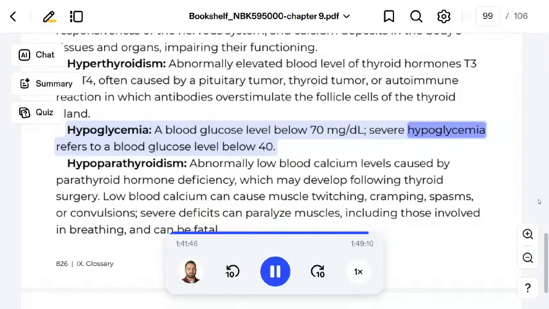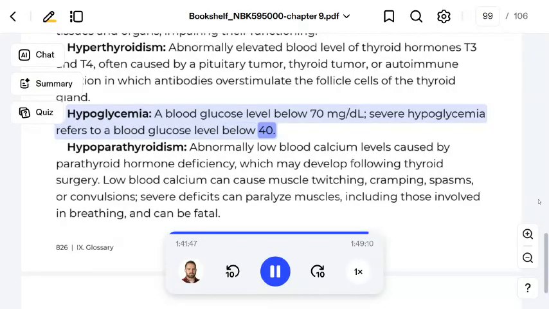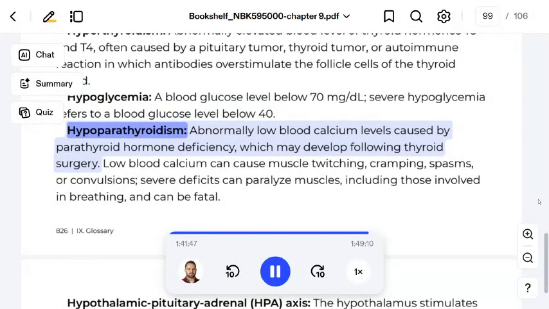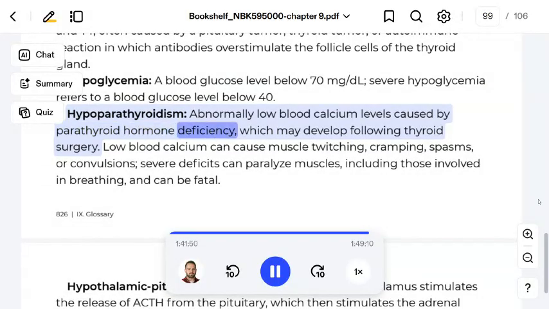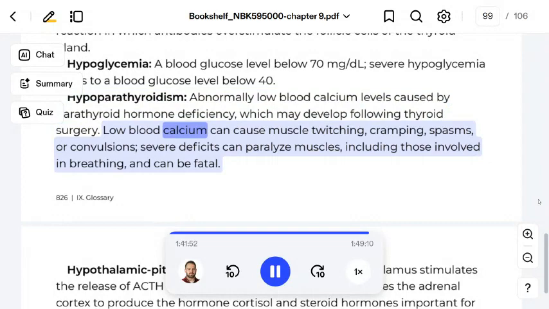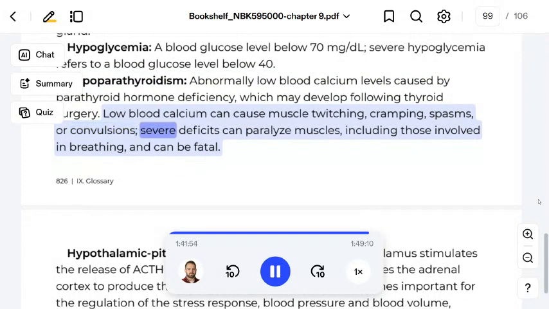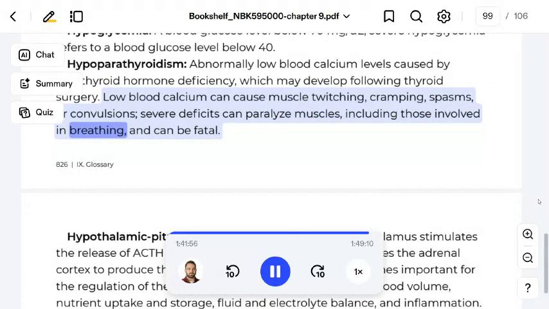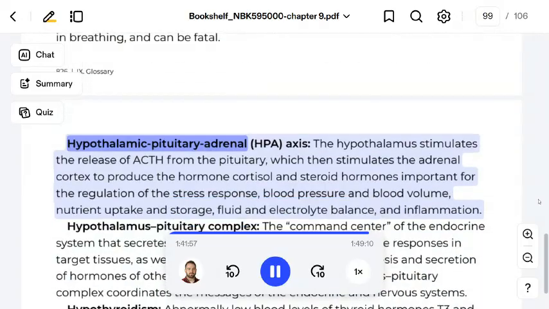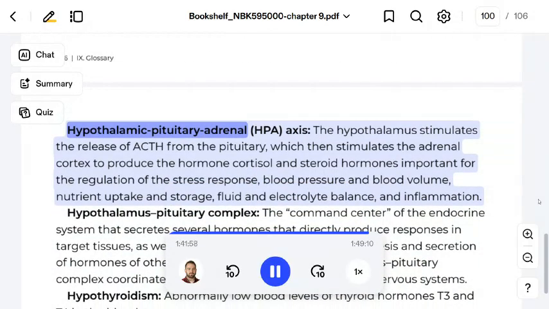Hypoglycemia, a blood glucose level below 70 mg/dL. Severe hypoglycemia refers to a blood glucose level below 40 mg/dL. Hypoparathyroidism, abnormally low blood calcium levels caused by parathyroid hormone deficiency which may develop following thyroid surgery. Low blood calcium can cause muscle twitching, cramping, spasms, or convulsions. Severe deficits can paralyze muscles, including those involved in breathing, and can be fatal. Hypothalamic pituitary adrenal axis.